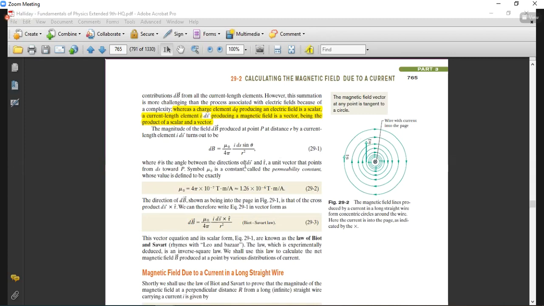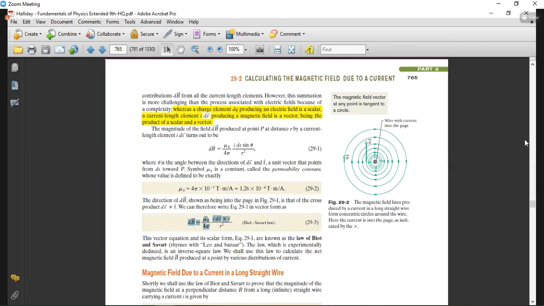Okay, so this is the magnitude of the magnetic field we are getting at the point P due to the current length element IDS, and this is the vector form of it: B equals mu naught over 4 pi into IDS cross r over r square. This law is known as the Biot-Savart law.